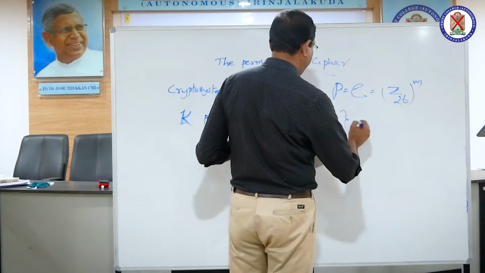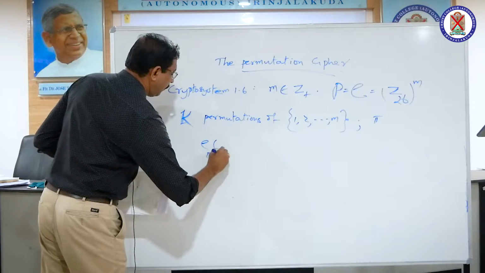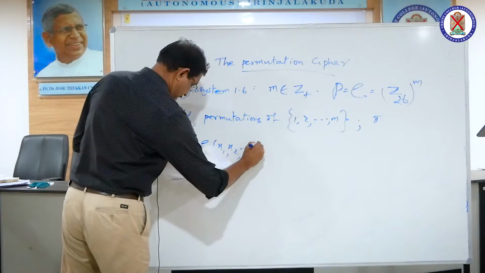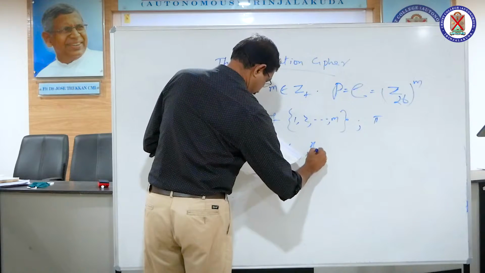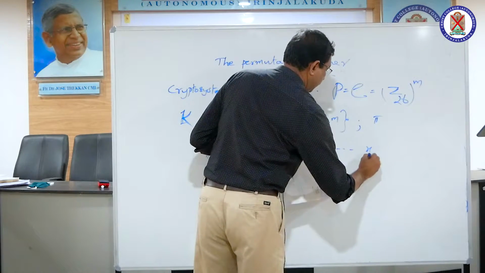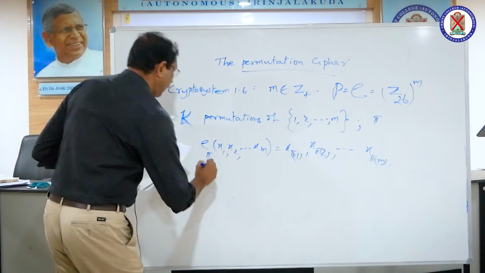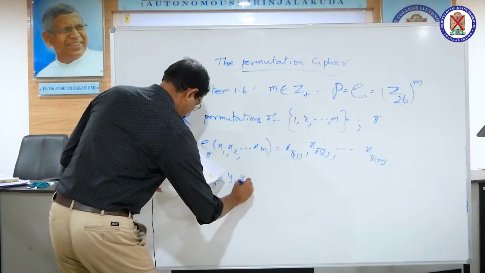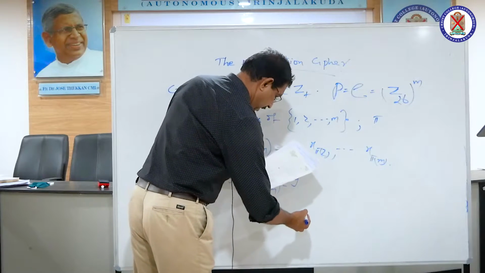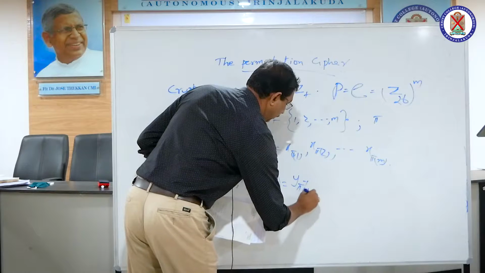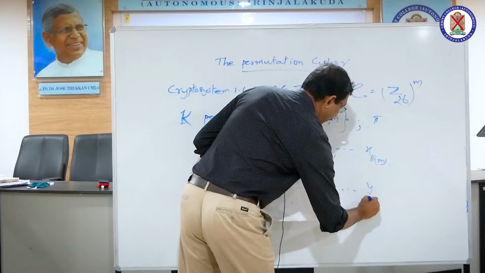For a key that is a permutation pi, we define e pi of x1, x2, etc. xm is equal to x pi 1, x pi 2, etc. x pi m. This is our encryption function e pi, and d pi is defined as d pi of y1, y2, etc. ym is defined as y pi inverse of 1, y pi inverse of 2, etc. y pi inverse of m.